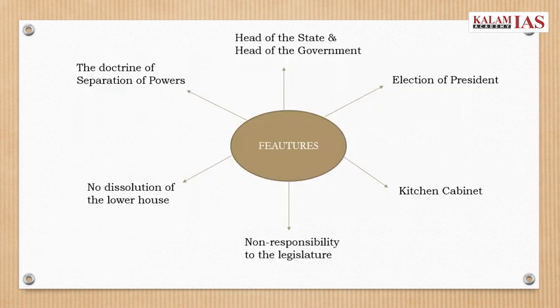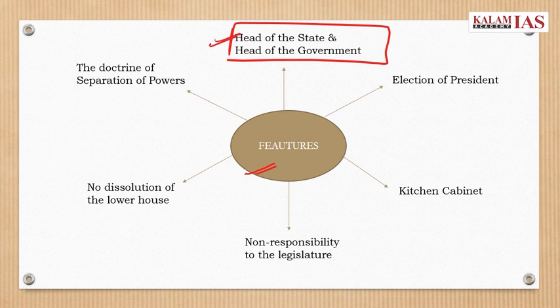Now let's look at the features. The head of the state and the head of the government. The American president is both the head of the state and the head of the government. As the head of the state, he enjoys the ceremonial position, and as the head of the government, he is the leader of the executive organ of the government.